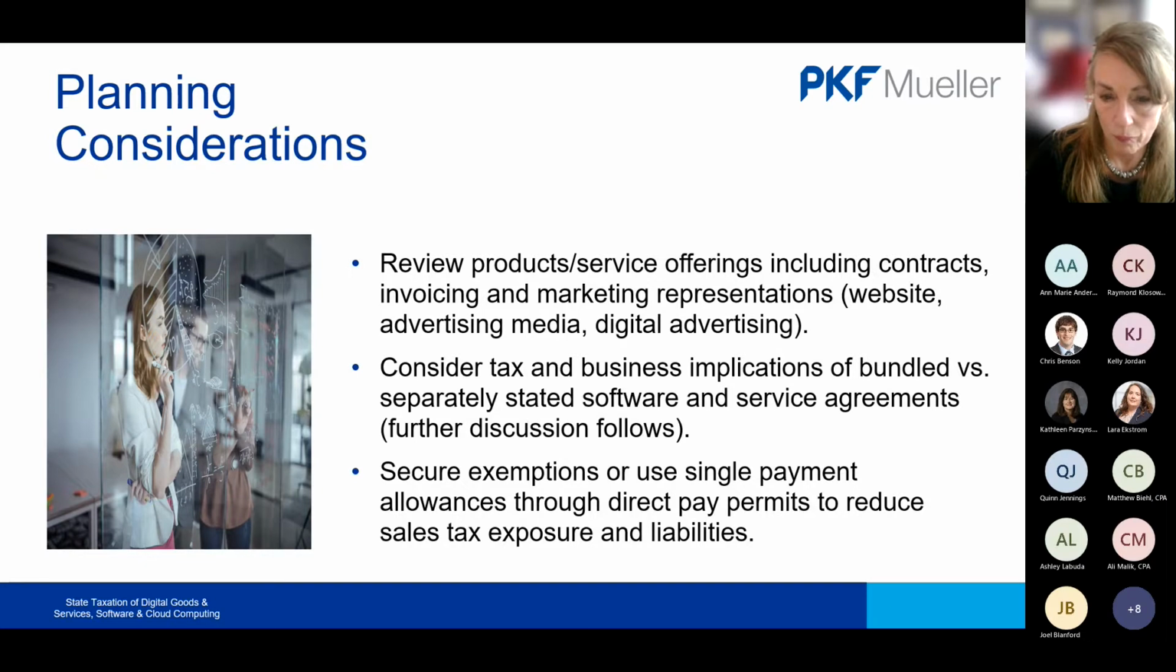And then there are secure exemptions or allowances to reduce the sales tax exposure and liabilities. So that is something to consider.